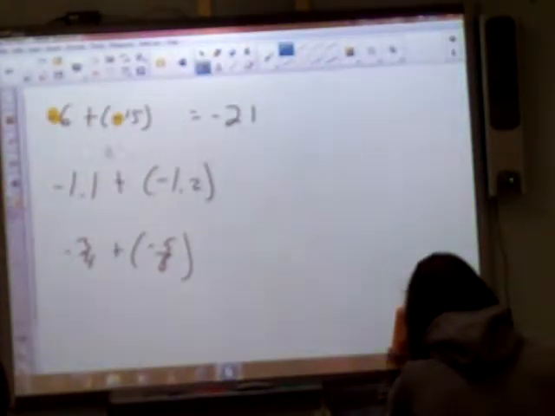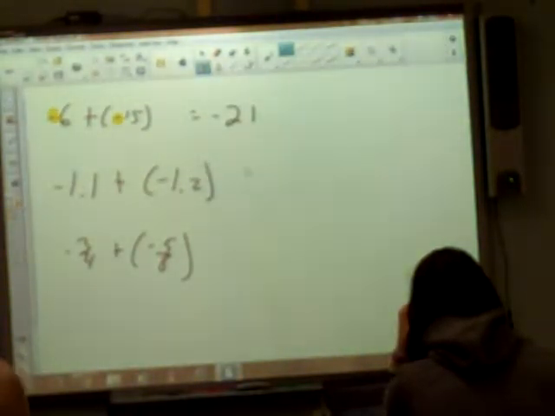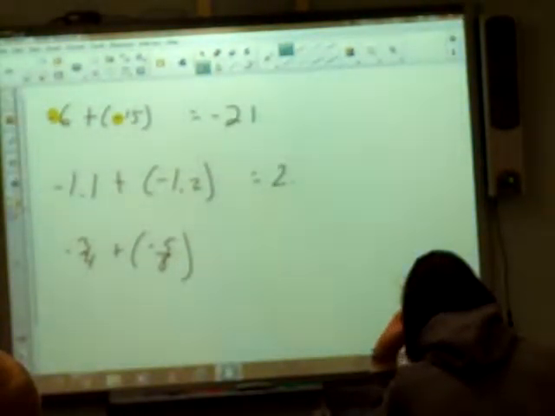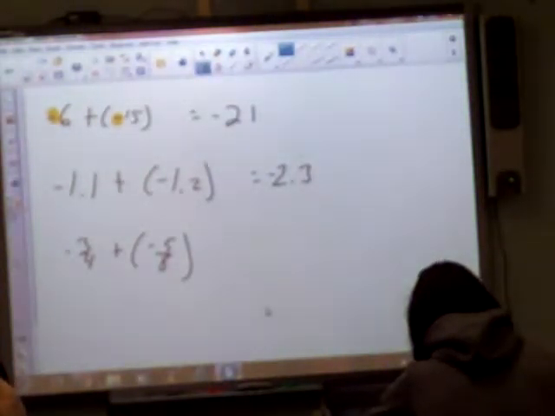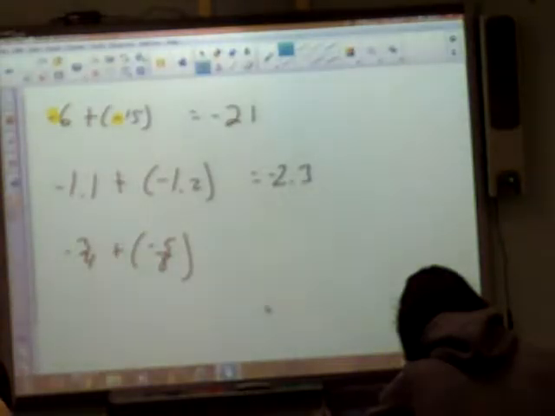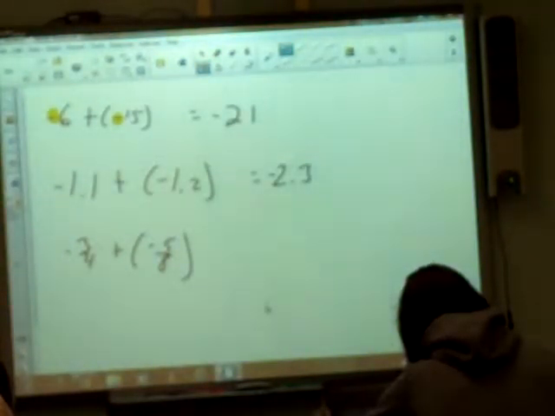So here on number 2, they're both negative. It's an addition problem, so I'm going to add them. Get 2.3, right? They're both negative, so my answer is negative. Okay? Easy review.